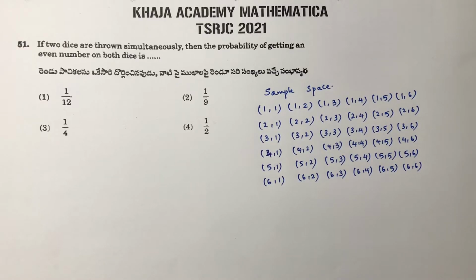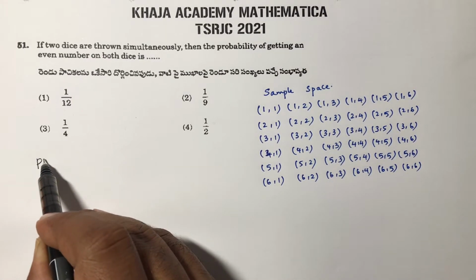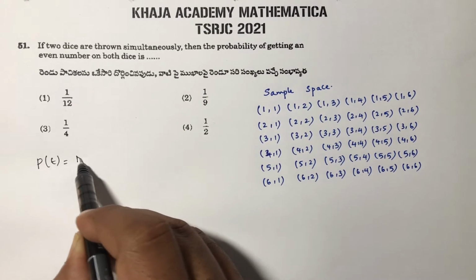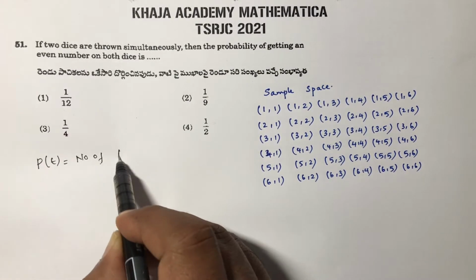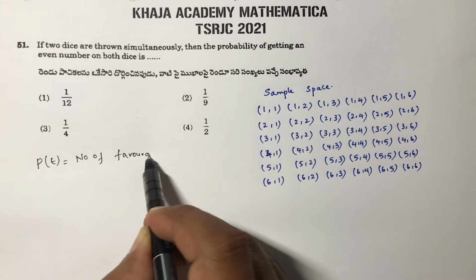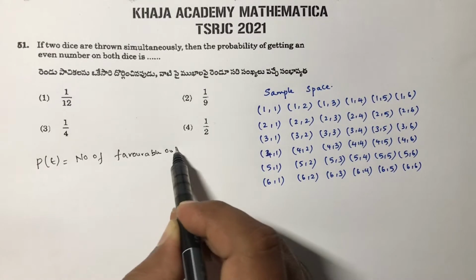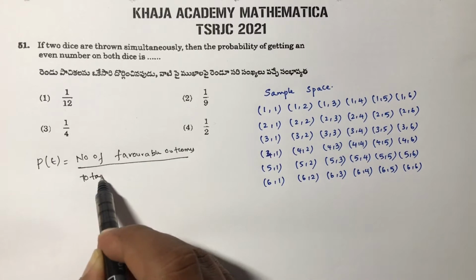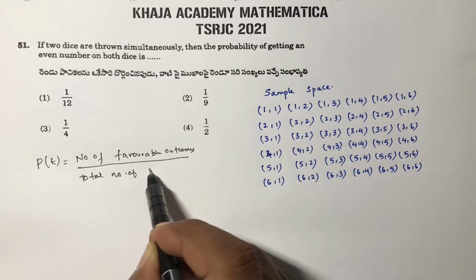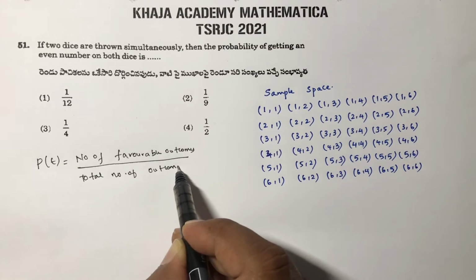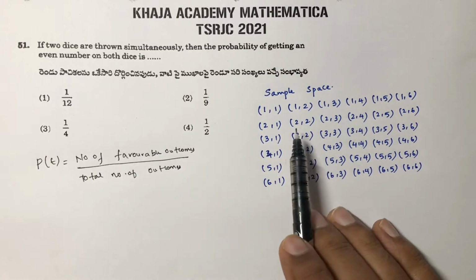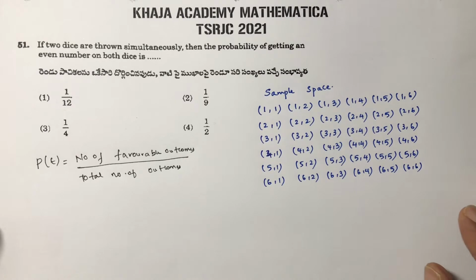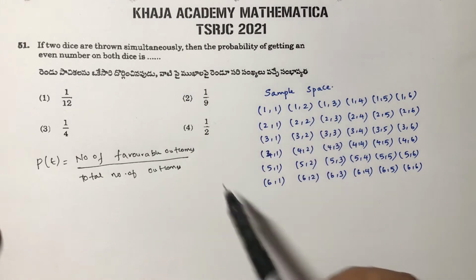If two dice are thrown simultaneously, then the probability of getting an even number on both the dice. So the probability of an event is the number of favorable outcomes by the total number of outcomes. Here is the sample space for two dice, these are the possible outcomes. They want an even number on both the dice.